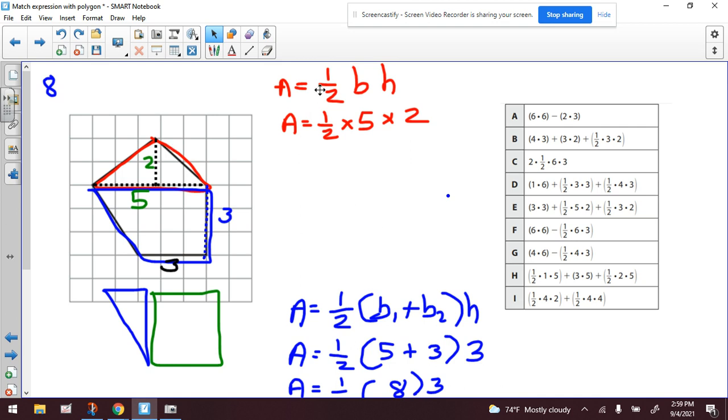So if we're going to find the area of the triangle, recall that the formula for triangle is half of the base times the height.